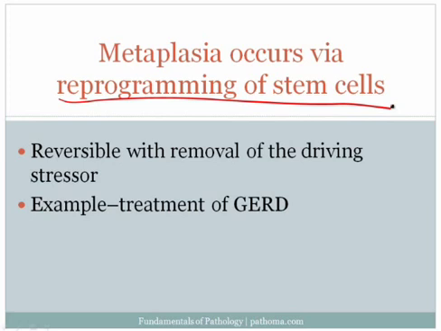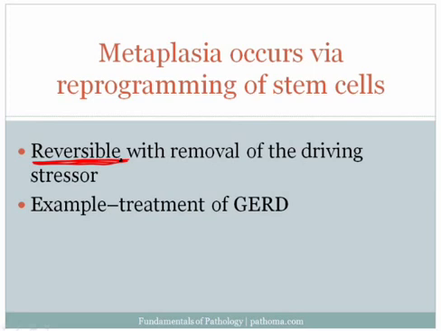And when they convert themselves to columnar cells, that results in the metaplasia that we've been discussing. Now, very important to know, metaplasia is reversible. That's a high yield principle. If you remove the driving stress, the key stress that led to the metaplasia, that will then result in reversal of the metaplasia.